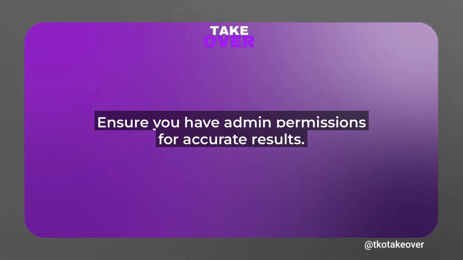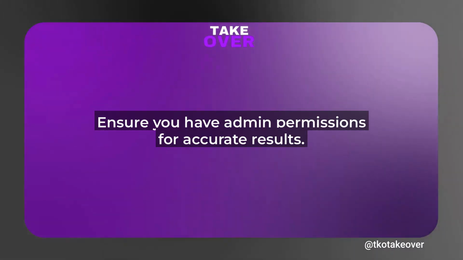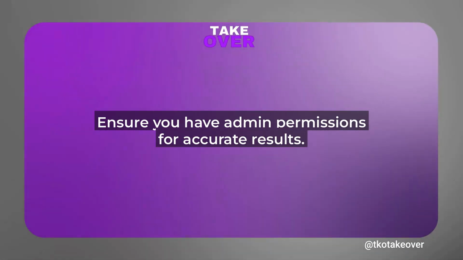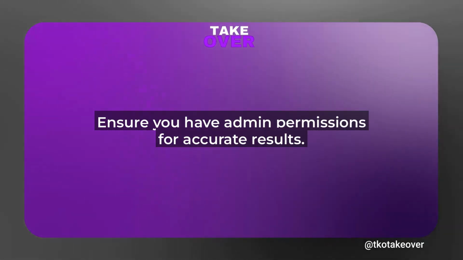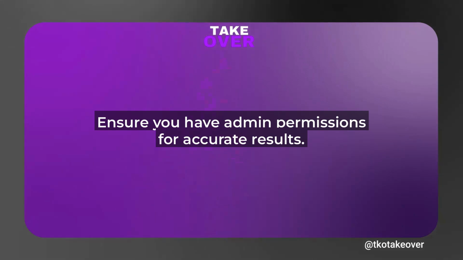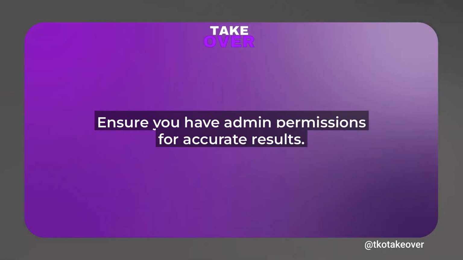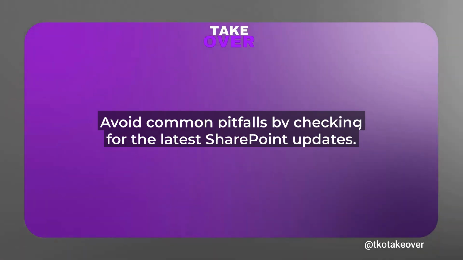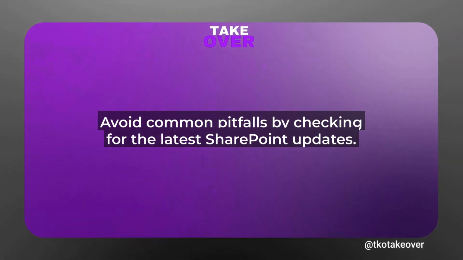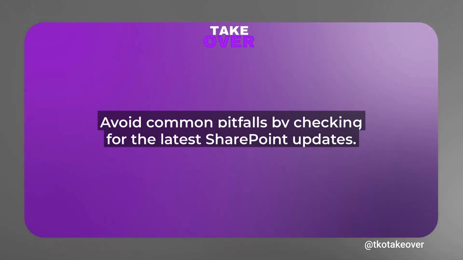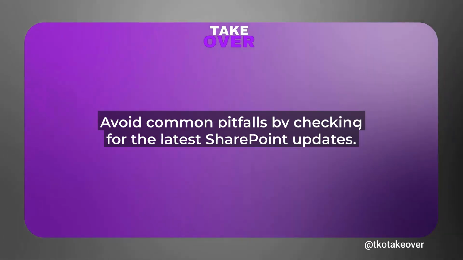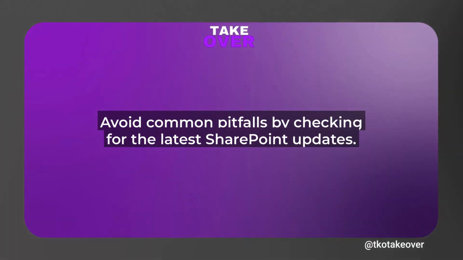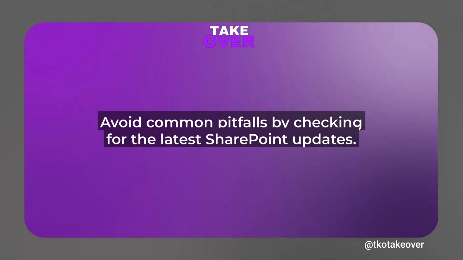Now, onto the site ID, which is a bit more specific. The site ID is a unique identifier for your SharePoint site, often needed for API calls or custom scripts. To find it, start by logging into your SharePoint site. Click on the gear icon in the top right corner to open the settings menu. From there, select Site Information. Scroll down, and you should see the site ID listed under the site details.